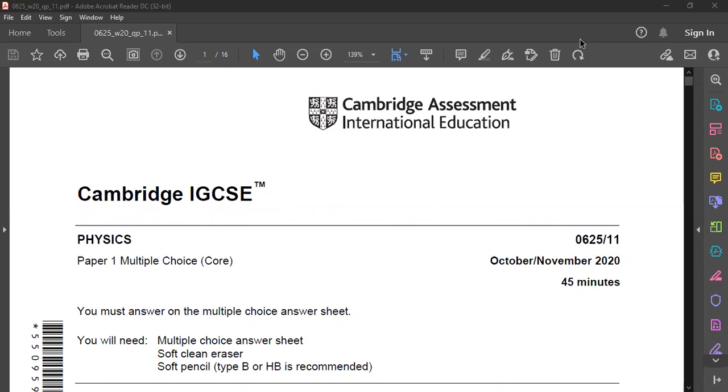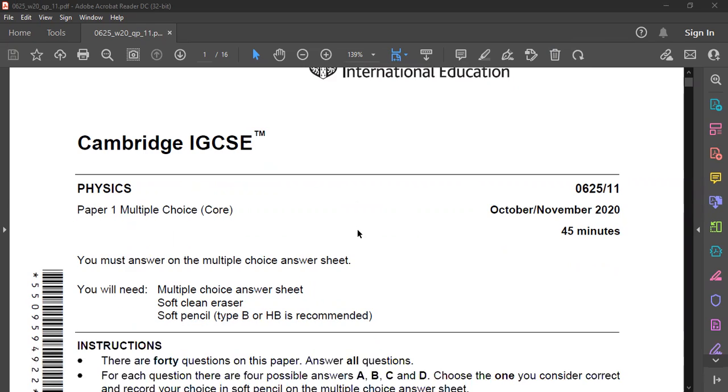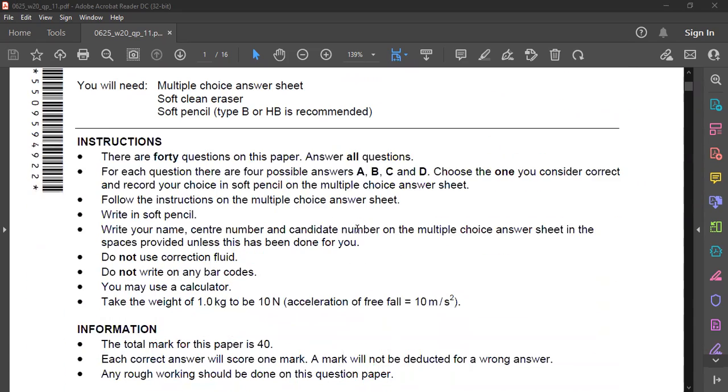Now I'm going to try to discuss the first 10 questions in Cambridge IGCSE Physics. Here I already opened a past paper, of course, October and November 2020. Okay, let's see the question.